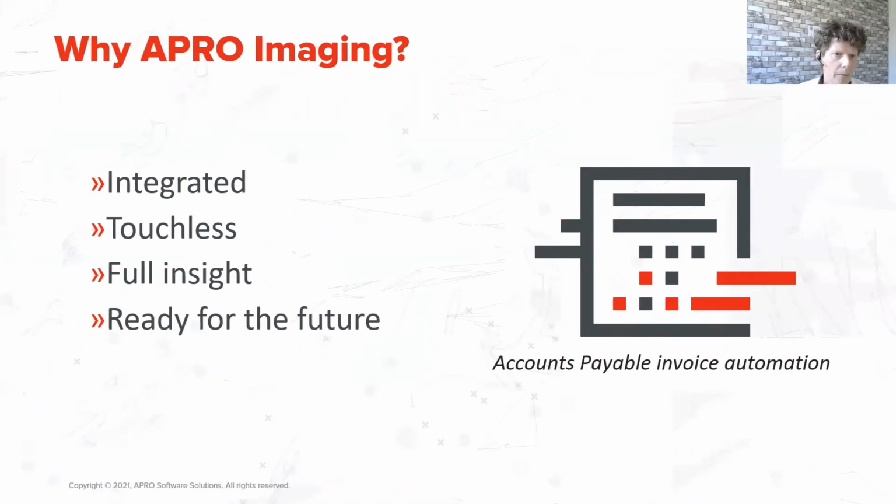Well, and then one last summary. So the APRO Imaging solution, so the AP Invoice automation, it's an integrated solution, always using your master data, your suppliers, your purchase orders, your GL codes. You have the possibility for touchless processing, so a real automated way of processing. You have full insight of what is happening in KPIs, also in recognitions. It's not a black box. And with APRO Imaging, you are ready for the future.